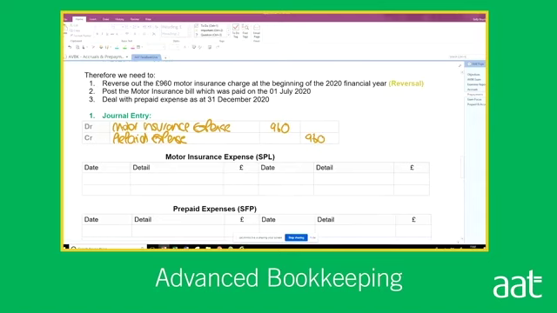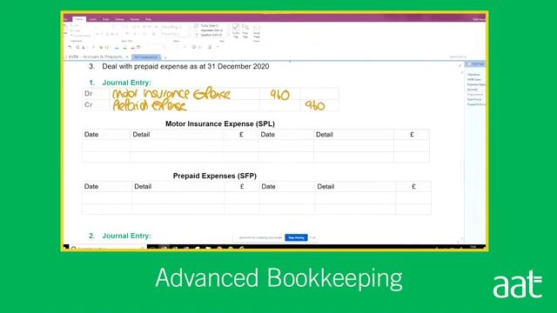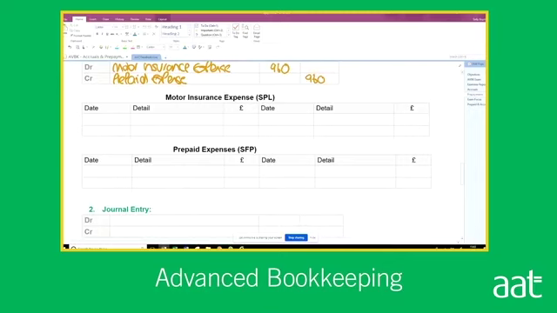So in terms of what's happening, in terms of the P&L and the FP, in terms of the prepaid expense, don't forget that that 960 from the previous year obviously will be brought down in the current year. So on the 1st of January 2020, we will have that prepaid expense of 960. Because remember, those balances don't go away. So that 960 debit on the 31st of December is going to be a debit on the 1st of January. So that's from the previous year.